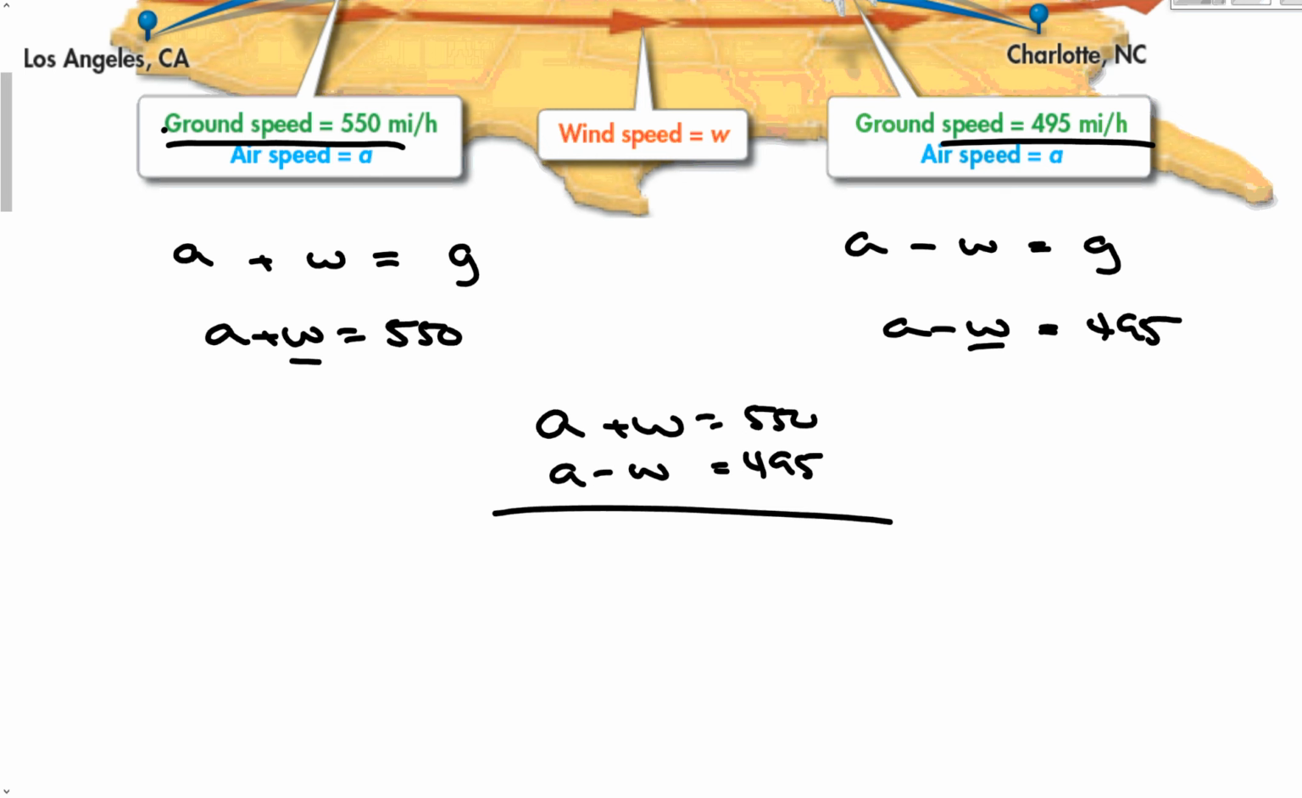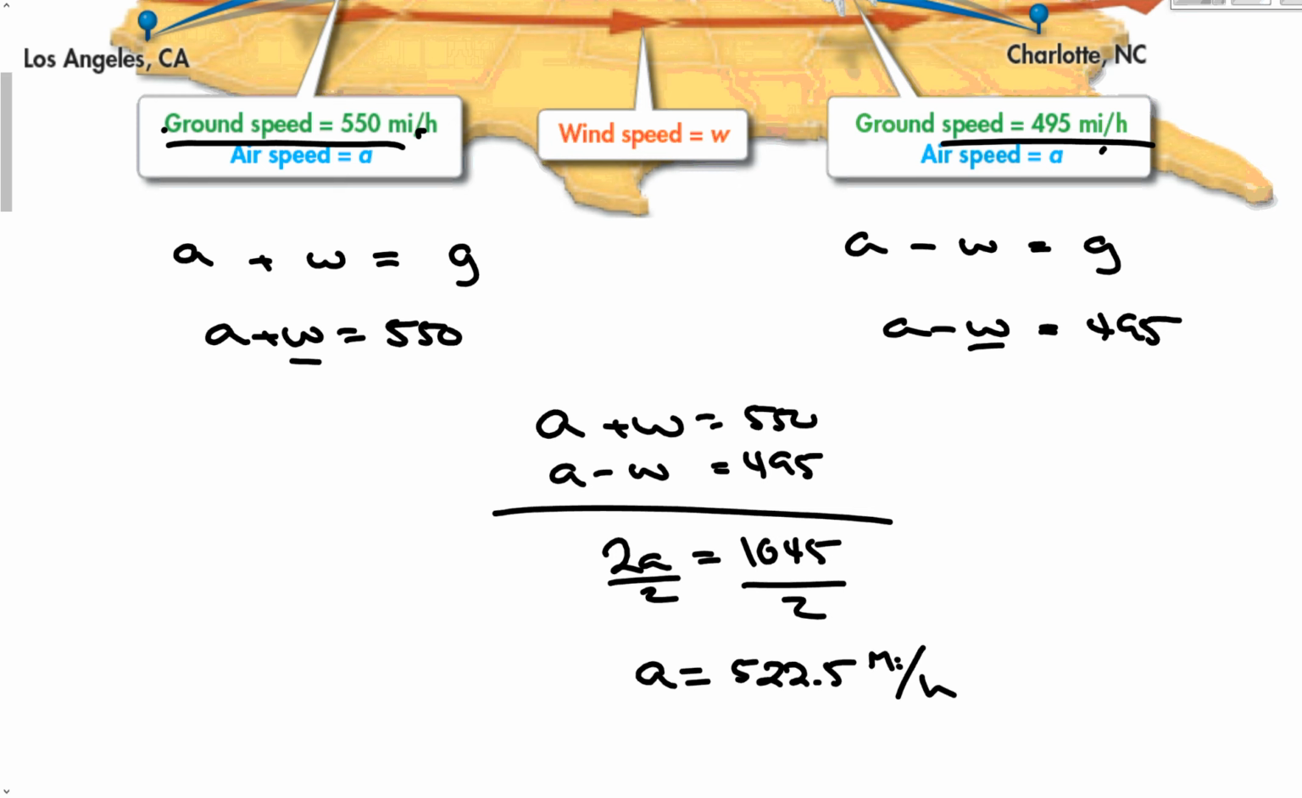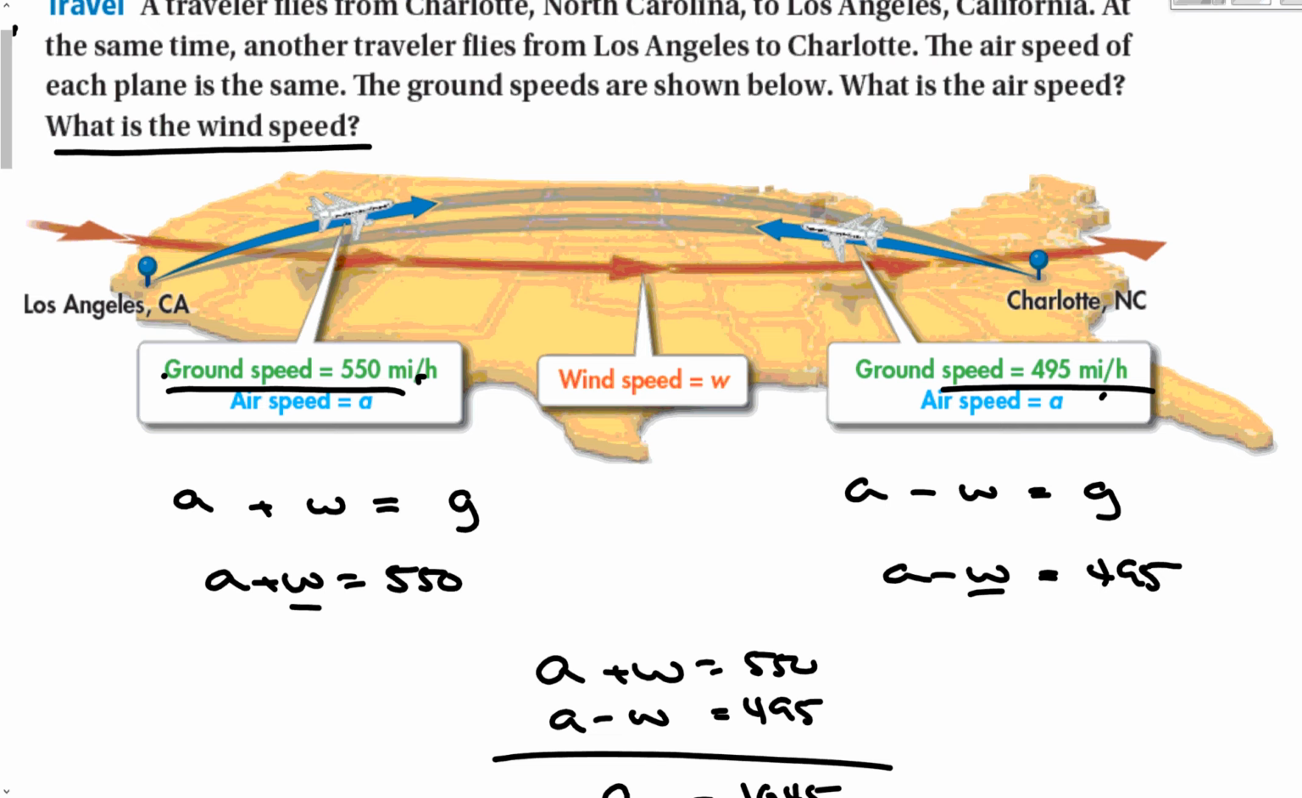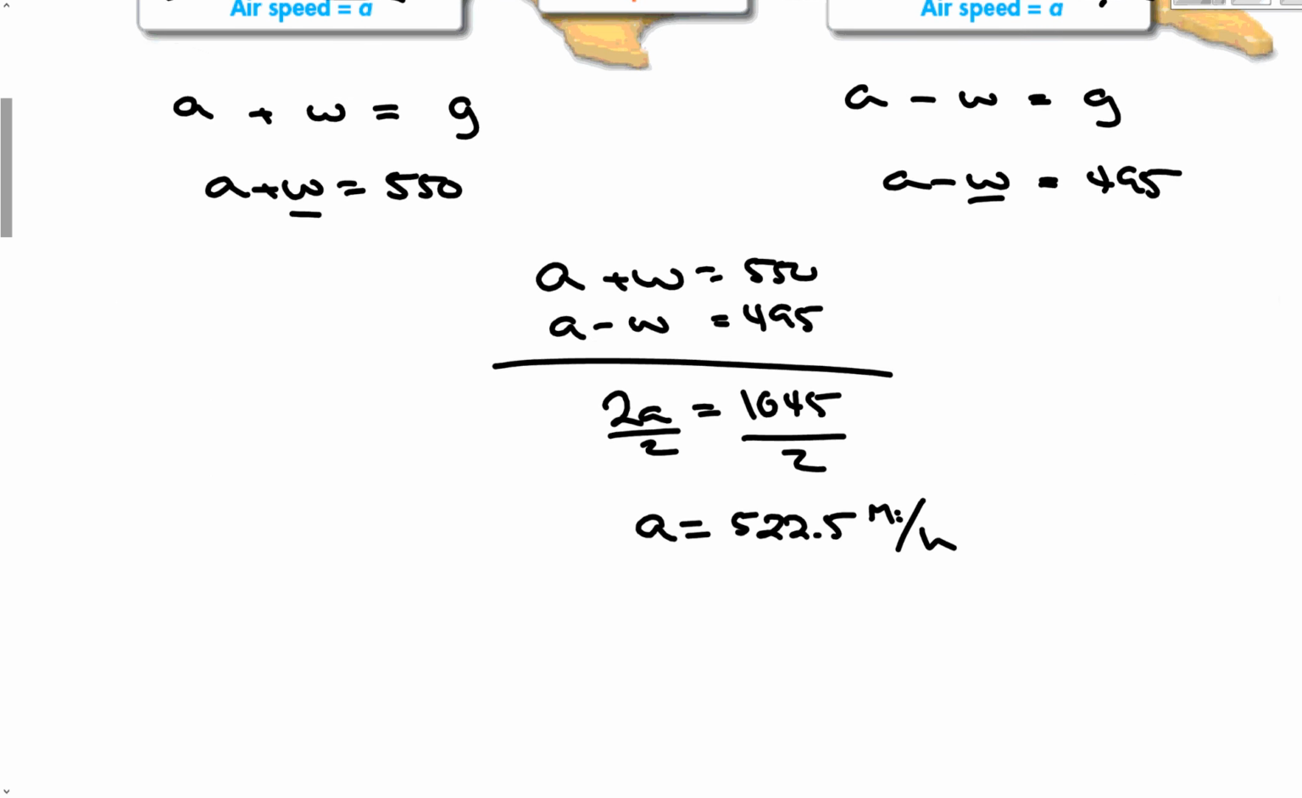If I add these two equations together, I get 2A is equal to 1045. Divide out the 2 to give me my airspeed of 522.5. And we're talking about miles per hour in this case. Well, that's great, but that's not what the question actually asks for. The question says, what is the wind speed? So I could have solved for that first, but it was much easier just to cancel these two out than to try to mess around with canceling A out.